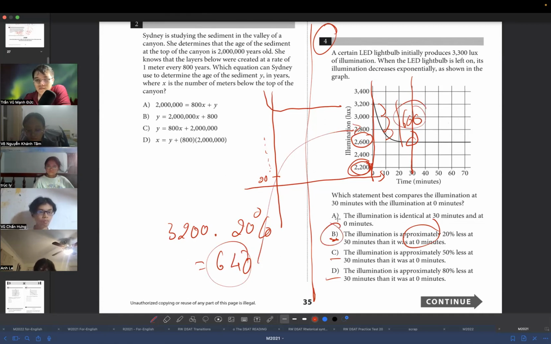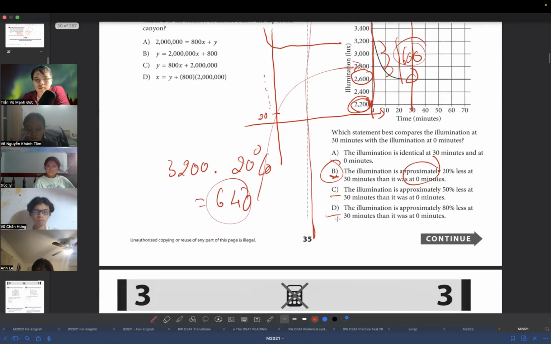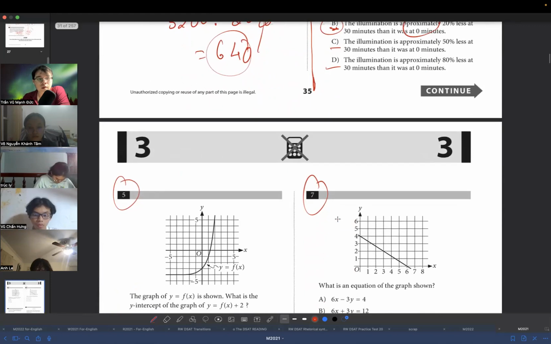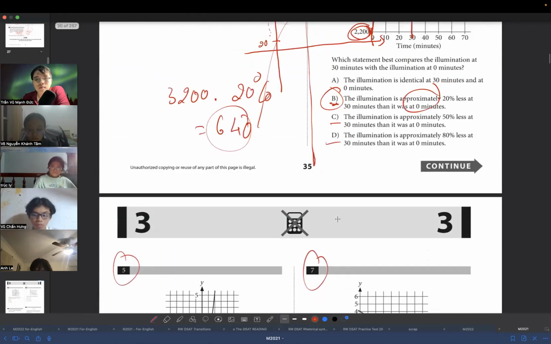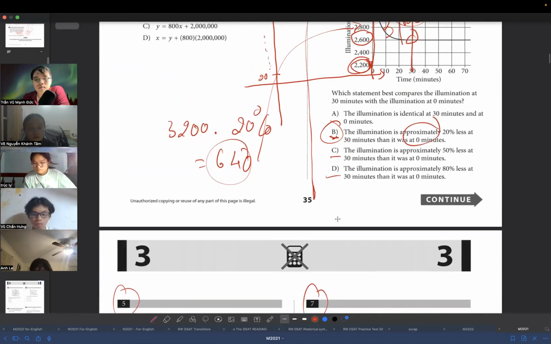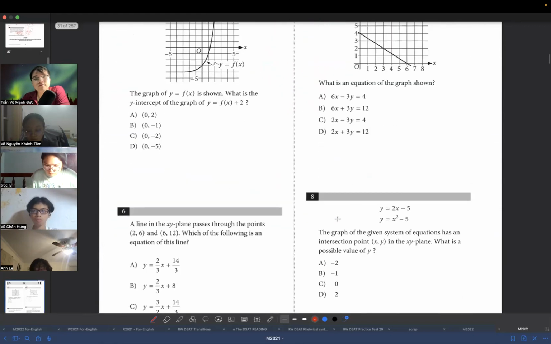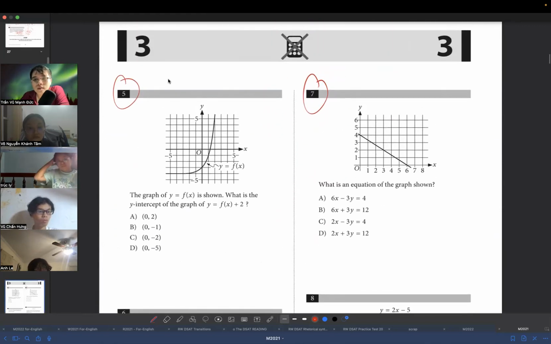All right. Approximately 80% less. I don't think D can be correct. If you choose D, that means you were just mistaken by the graph. Right, it's B. Yeah, it's B. Okay, next one.